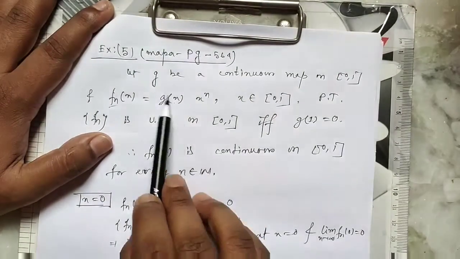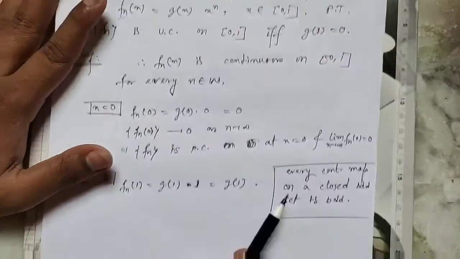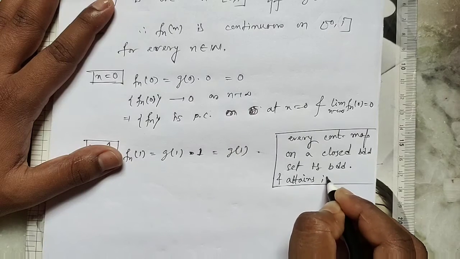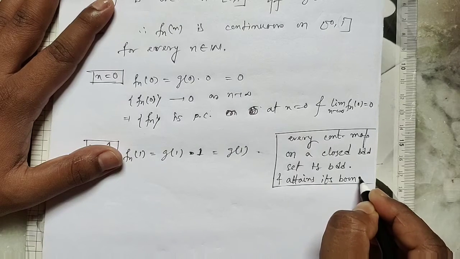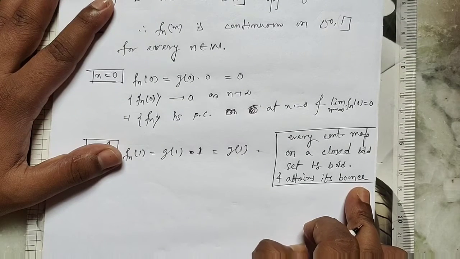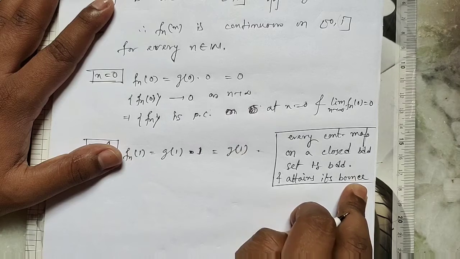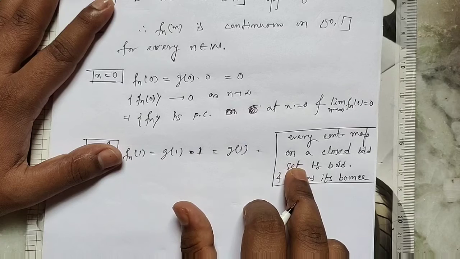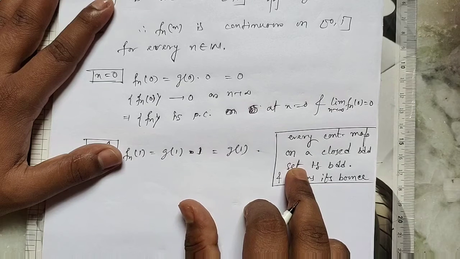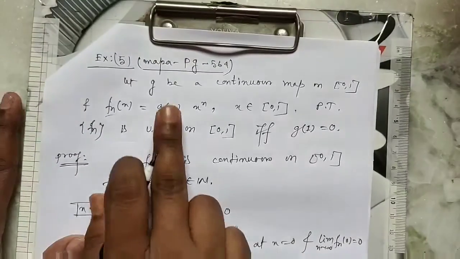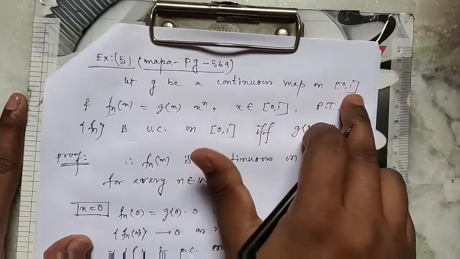So G is continuous and attains its bounds. This means for every point of the set, the functional value must exist. Okay, clear? So G be a continuous map on [0, 1].